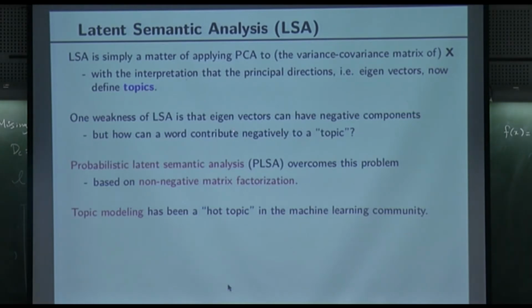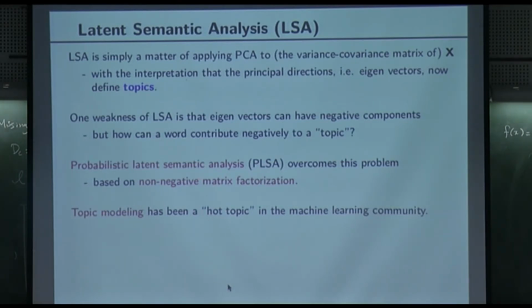And the one weakness of LSA is that the eigenvectors can have negative components. How can a word contribute negatively to a topic? It doesn't make sense to do negative contribution to a topic. We will see later on, there is a new idea. Later on we'll talk about something called probabilistic latent semantic analysis, which overcomes this problem, and that's based on non-negative matrix factorization. Right now we are just simply doing PCA.